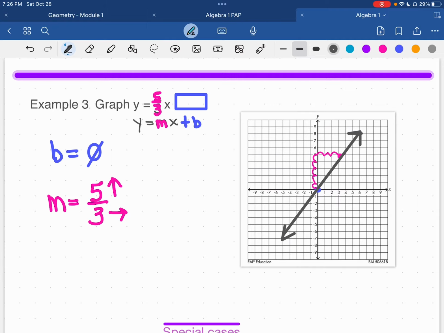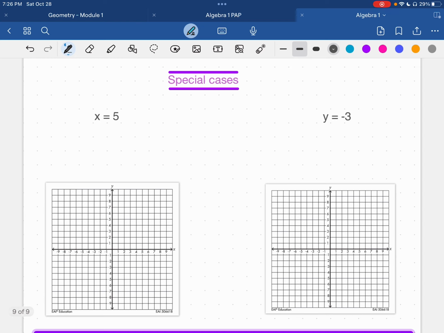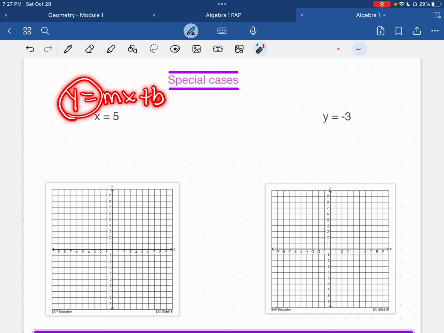All right, I'm pretty sure you've got it, but I do want to show you two special cases. How do you graph x equals 5 and y equals -3? Well, x equals 5 is a very special case. There is no slope and there is no y-intercept. Notice it's not in that form, y equals. It starts with x equals. So we can't use y equals mx plus b because it just doesn't work. It starts in a different manner.